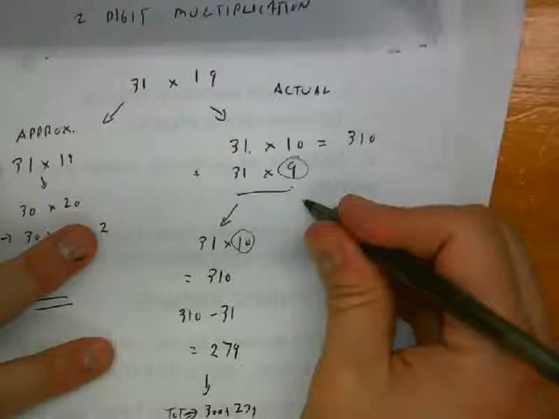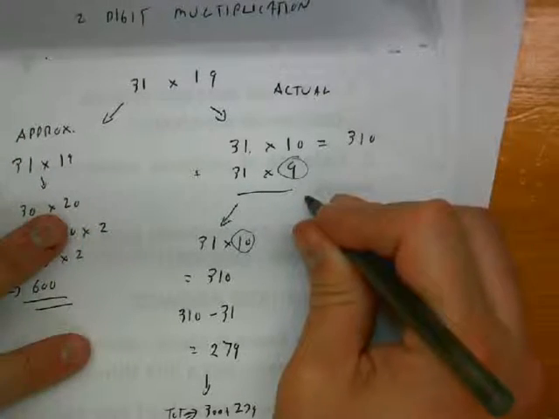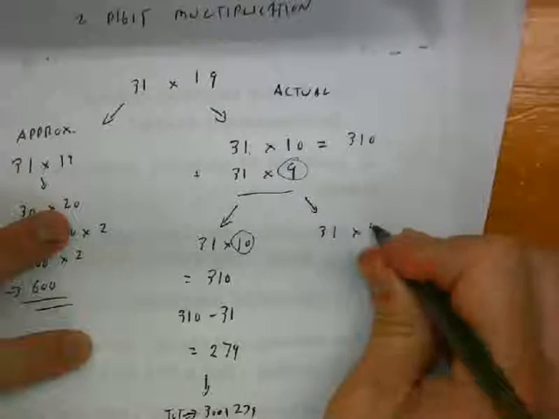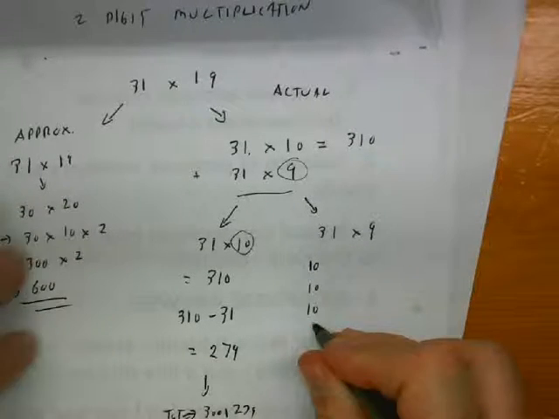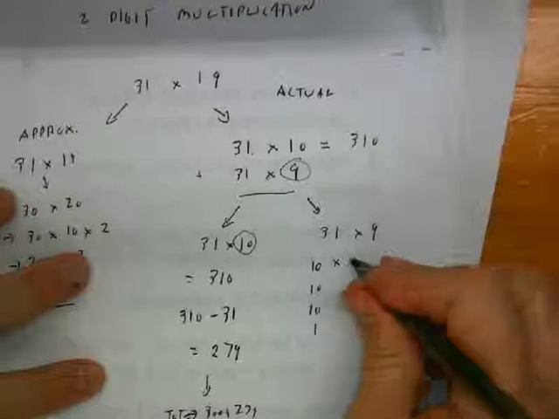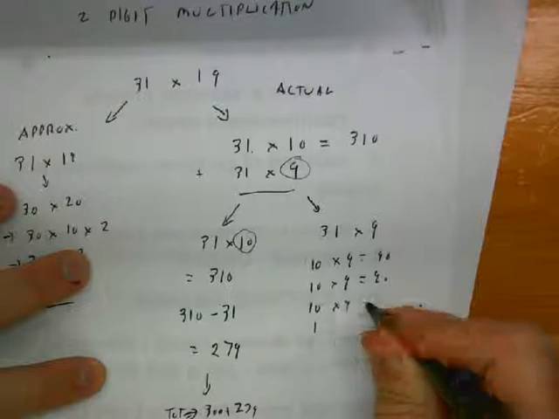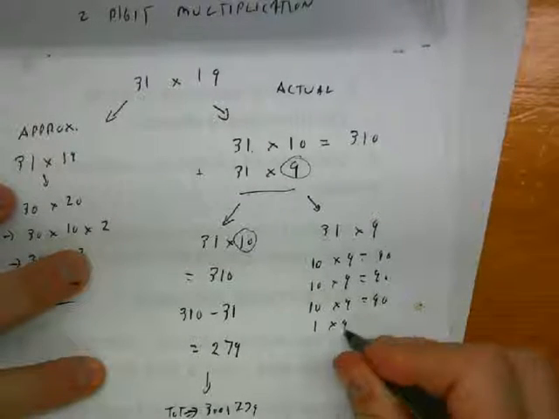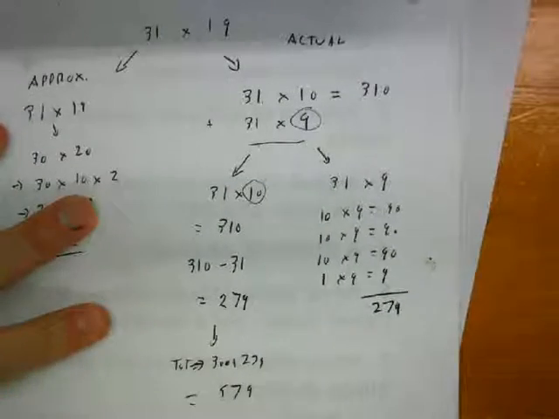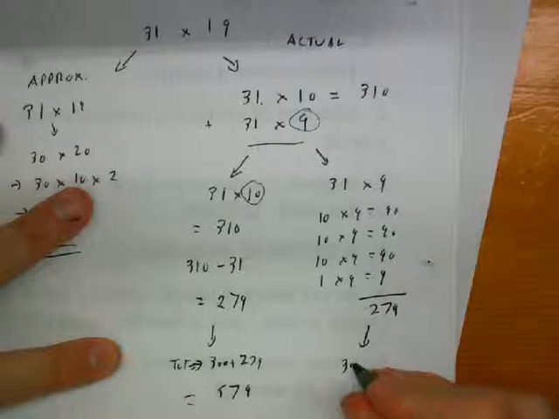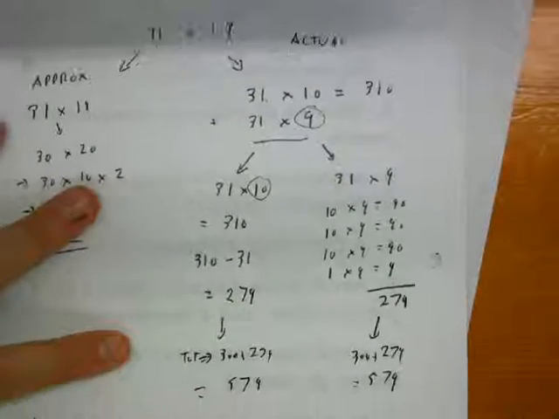Now another way of doing this is to actually break it up into numbers that work more readily for us. So if we look at our 31 times 9, 31 is actually composed of 10, 10, 10, and 1. So 10 times 9 is 90. 10 times 9 again is 90. 10 times 9 again is 90. And 1 times 9 is 9. If we add all these numbers up, again we get 279. And if we combine that with our 300, we would get 579. So just two different ways of getting to the same answer.